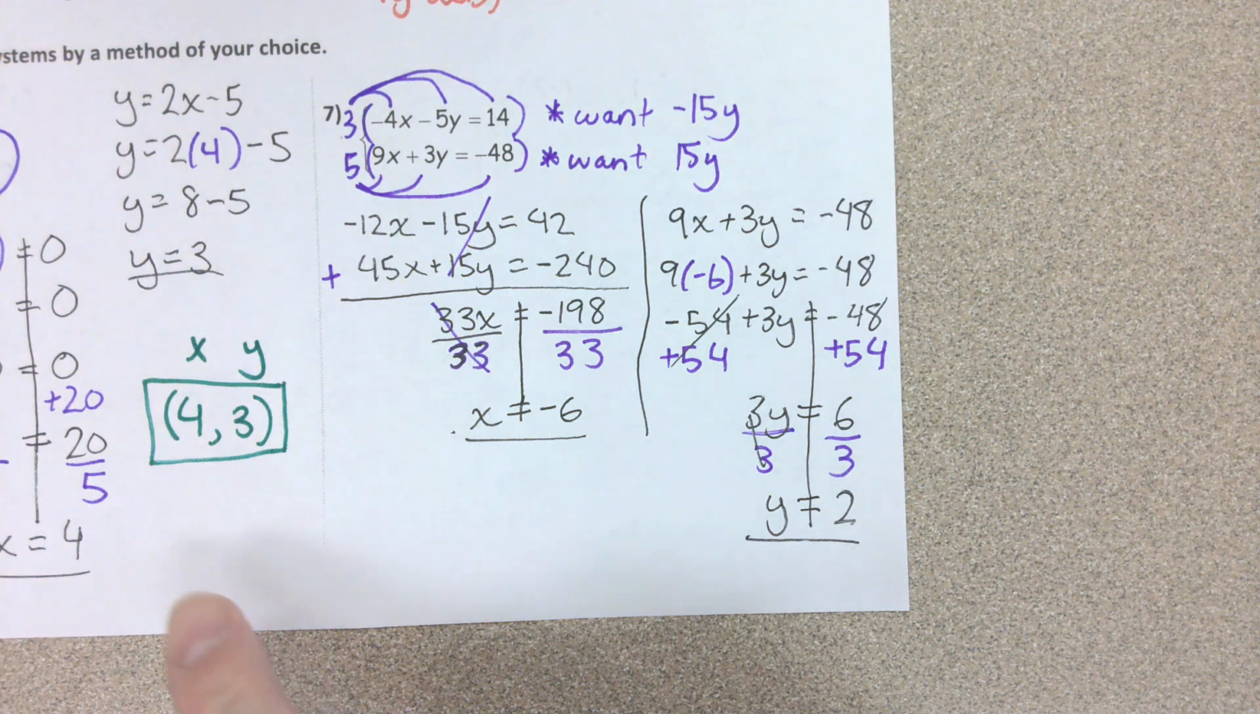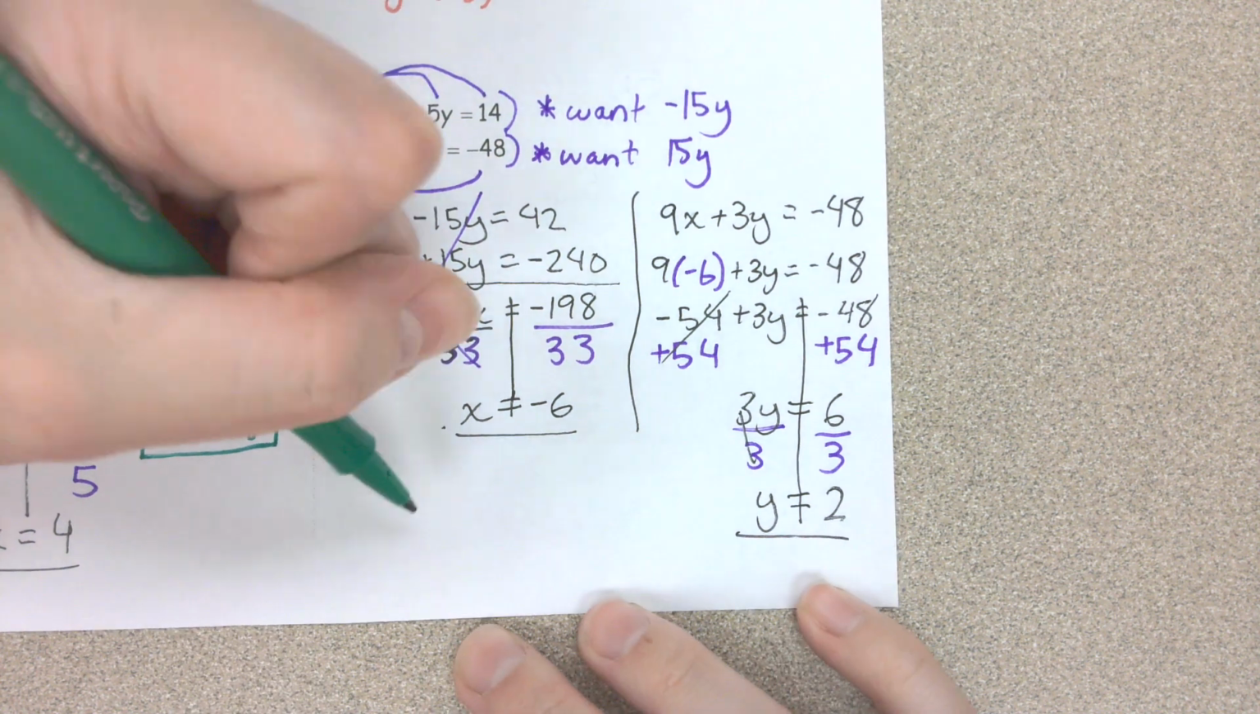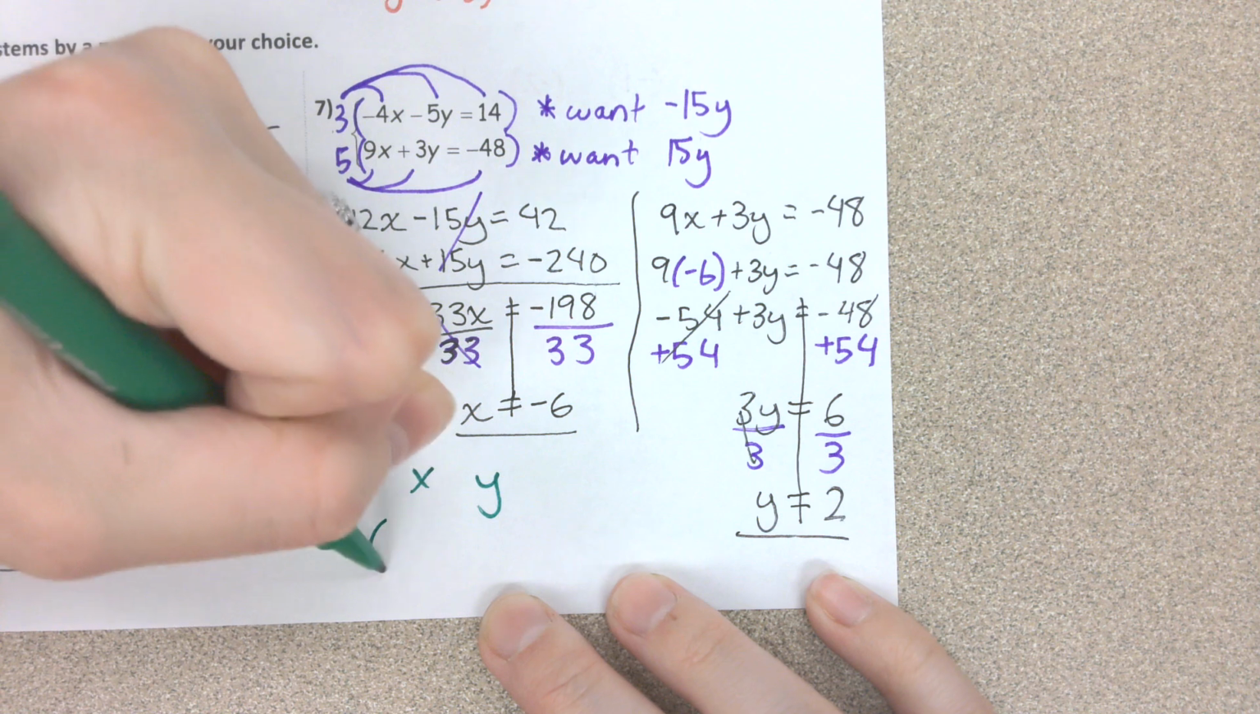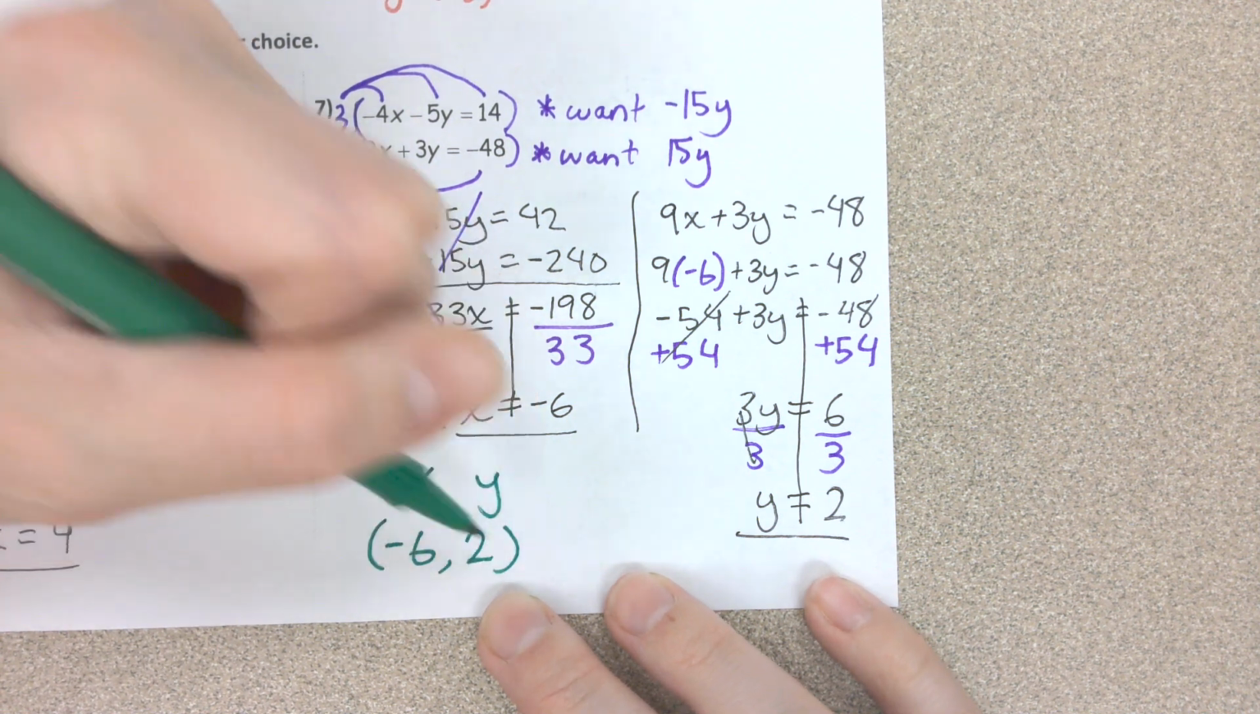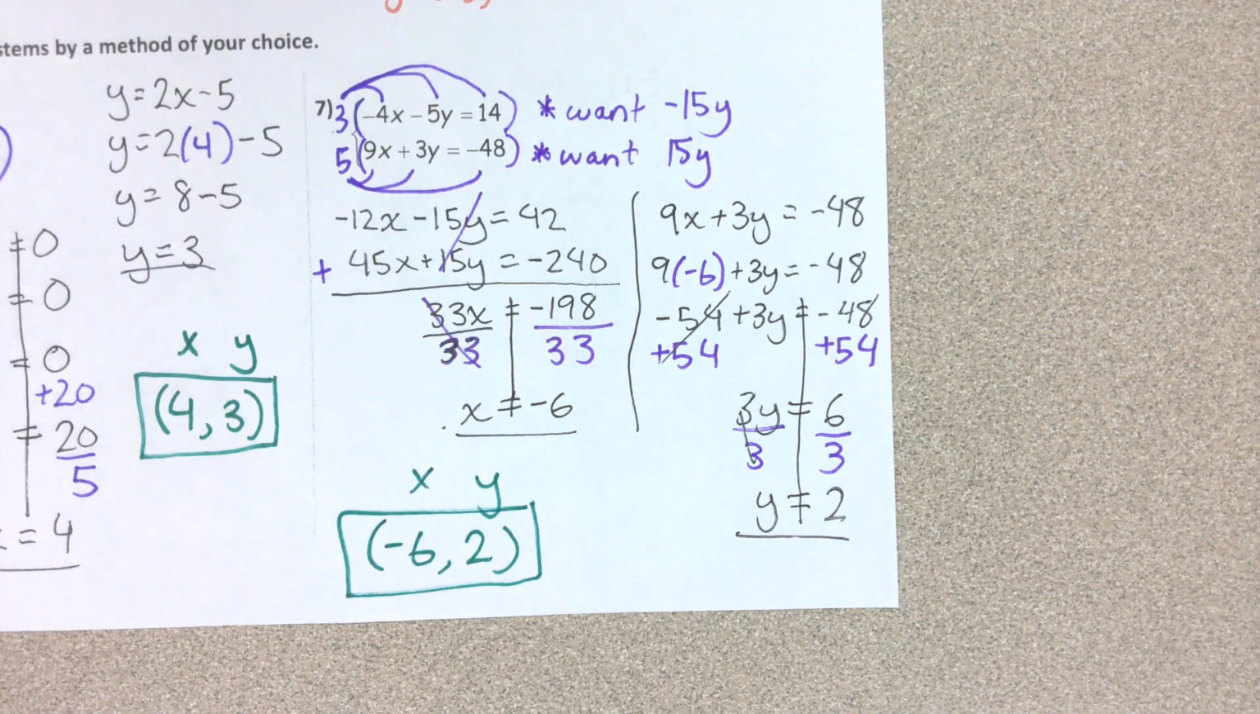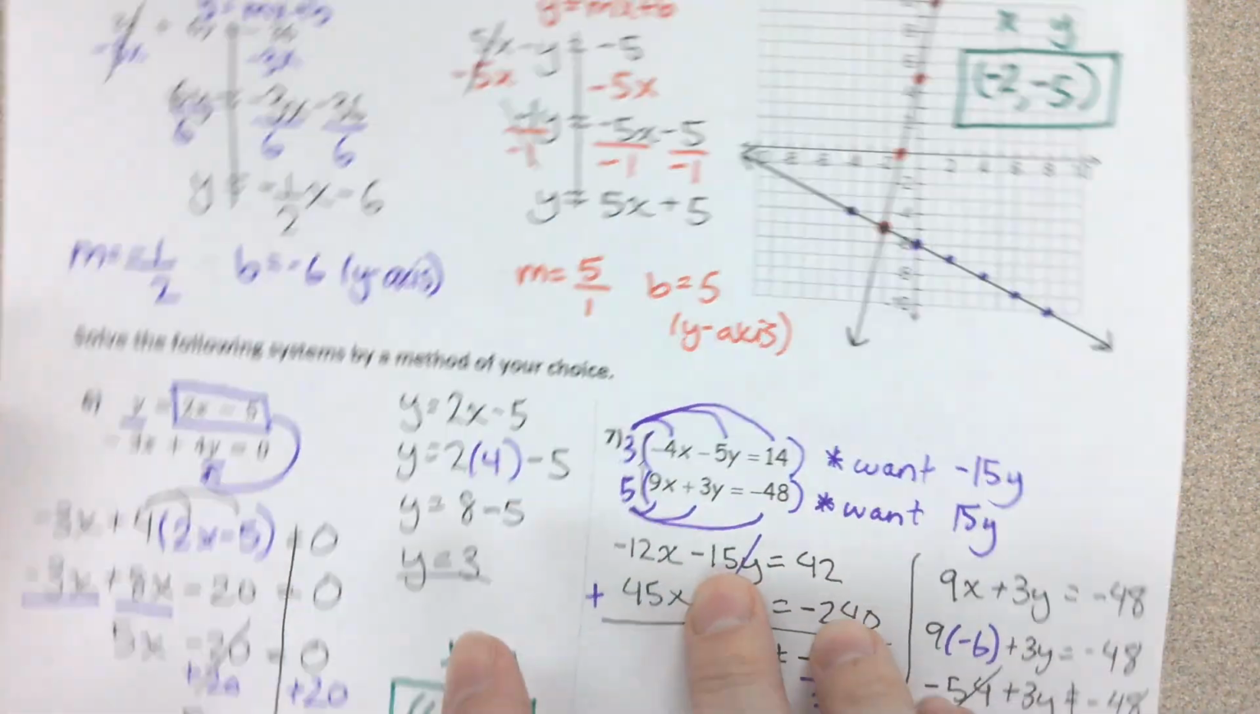And then write your answer as a point, just like I did in number 6. We have xy, so we have negative 6, comma 2. All right, we got 3 more of those.